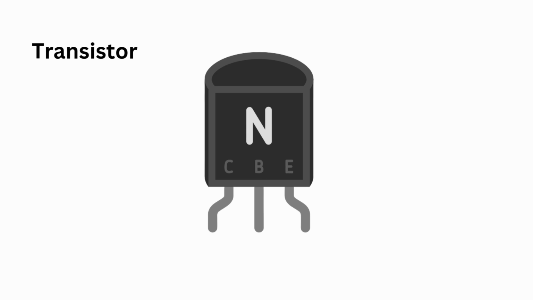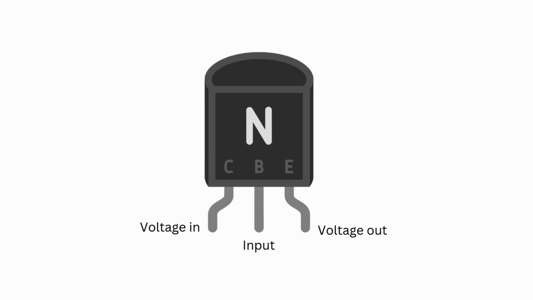This is how a transistor works in a circuit. The left pin receives a voltage signal. If the middle input pin is set to 1, the voltage signal passes through to the right pin. However, if the input is 0, no voltage is outputted through the right pin.